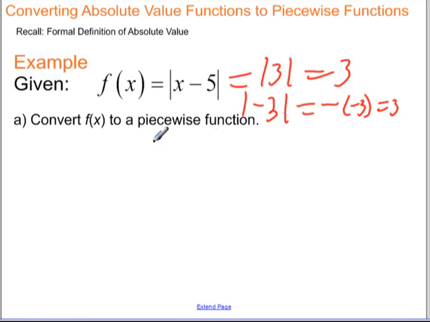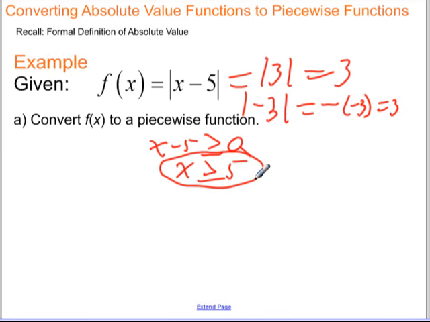So I need to know, when is this thing non-negative? Well, that's easy to do. I just write a simple inequality: when is that expression non-negative? And then solve it. Okay, so now I know that when x is bigger than or equal to 5, this function is non-negative. And that means that when x is less than 5, it is negative.